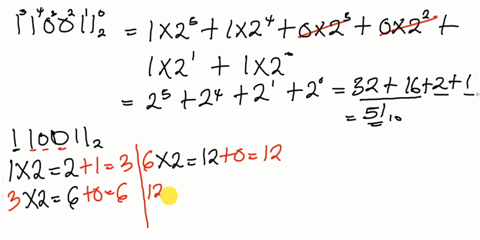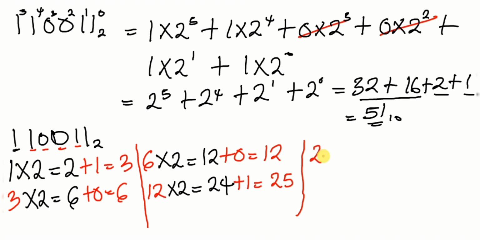We go again. 12 times 2 is going to give us 24, and then 24 plus 1, because the next value there is 1, is 25, and then we have 25 times 2, which is going to give us 50, and then 50 plus, we have 1 there. 50 plus 1 is equal to 51. Nothing left, so that's our final answer, 51 base 10.